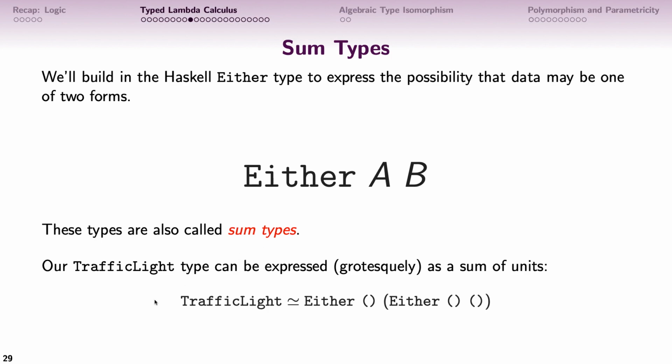So then we can express a traffic light, the three-valued type, red, amber, or green, as this sort of monstrous looking type, which is either the left-hand side, which is just unit, or it's the right-hand side, which is either, once again, Left unit or Right unit. So this gives us a bunch of possible values here.